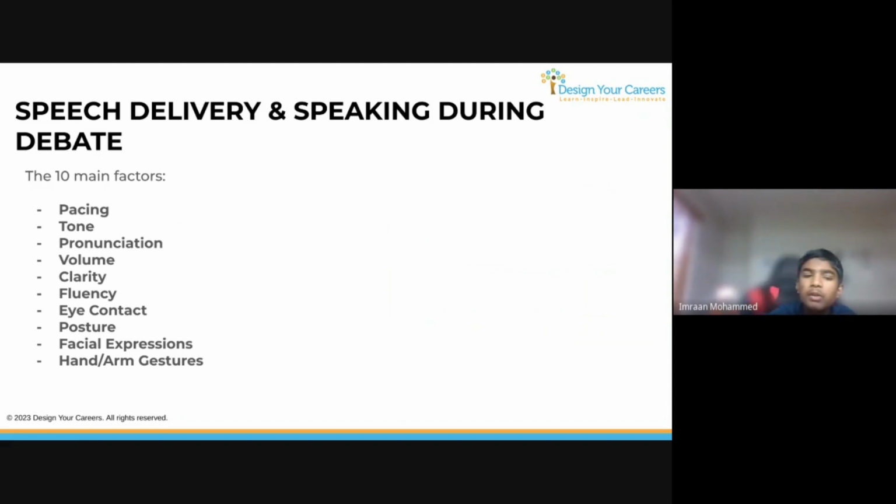Hand-arm gestures, they don't need to be specific hand-arm gestures per se, but they should just add ideas to the speech as necessary. Facial expressions change, but they help convey points in your speech and help convey what you want the audience to take away. Posture and eye contact just help you seem more confident, more engaged, and therefore helping the audience be more engaged.